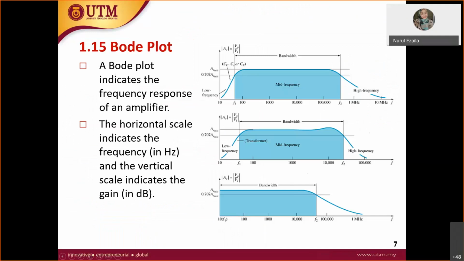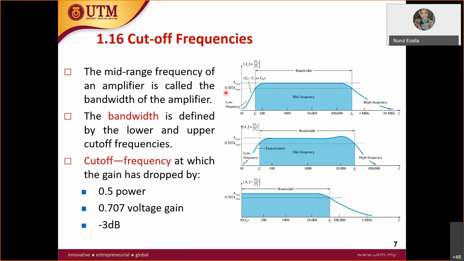So Bode plot indicates the frequency response of an amplifier. This is what I told you just now. So the mid frequency, we have done this in the past lecture. In order to get the cutoff frequency, whatever the AV you got here must be reduced by 3 dB. And then this line is equal to the cutoff point, where you get your cutoff point at low frequency and high frequency. So this region is for the high frequency, this region for the low frequency. All right, so cutoff frequency, the same thing just now.